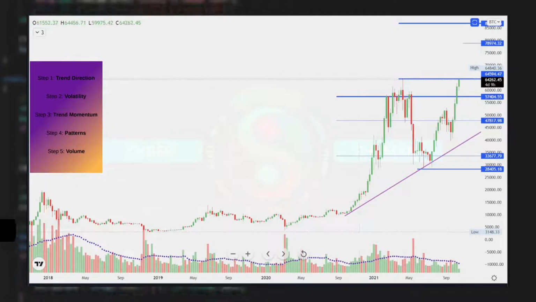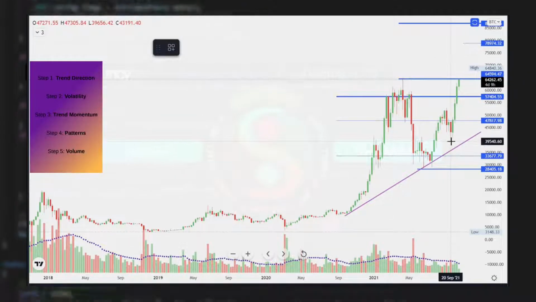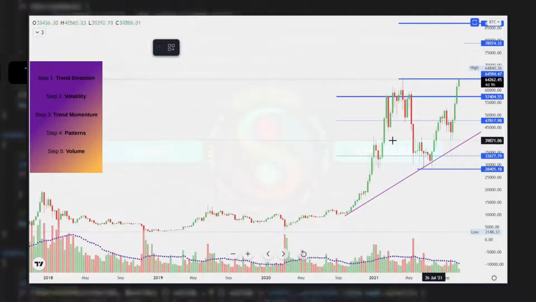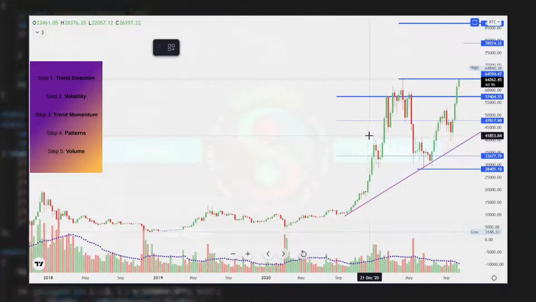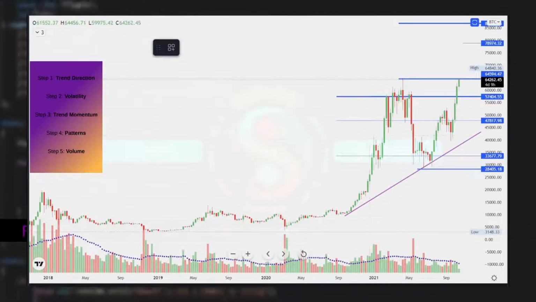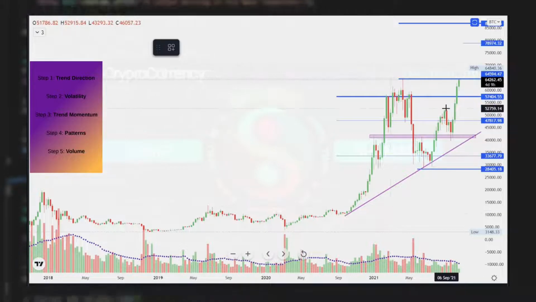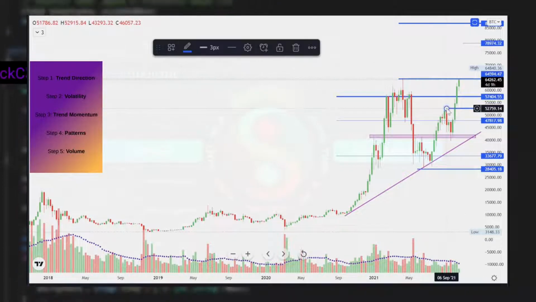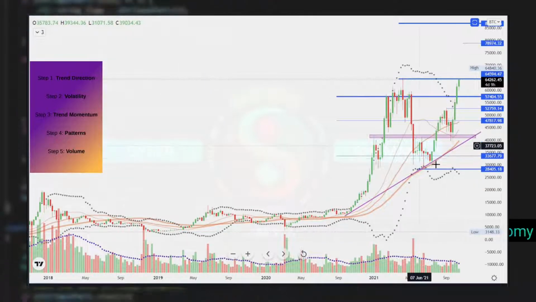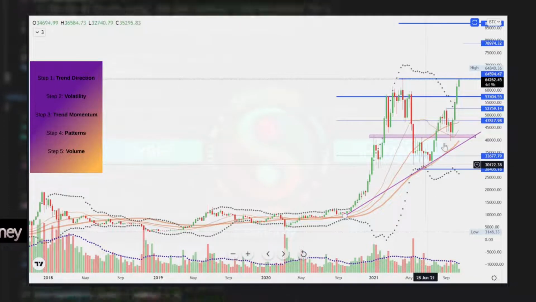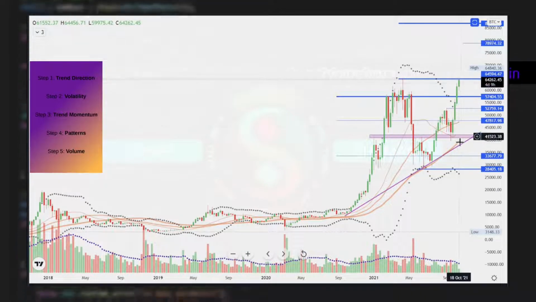Step 4 is patterns. One addition here to the monthly support and resistance is the zone between 42 to 40,000, which has been tested multiple times, and also this 52,000 level. Also, moving averages can act as a support like here and here, so if the price drops down we can have an eye on these levels too.